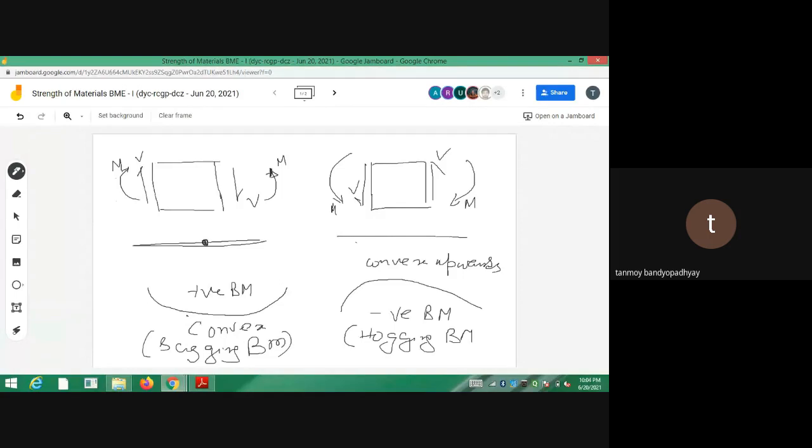Okay, so now we are done with the theory. Now let's discuss one problem, from the book directly. Let's discuss how to draw the SF and BM diagram based on the things that we had discussed.